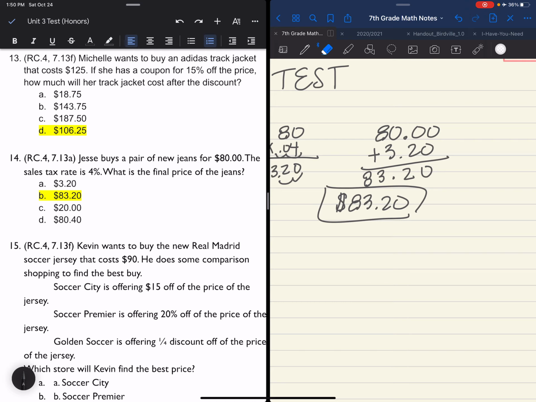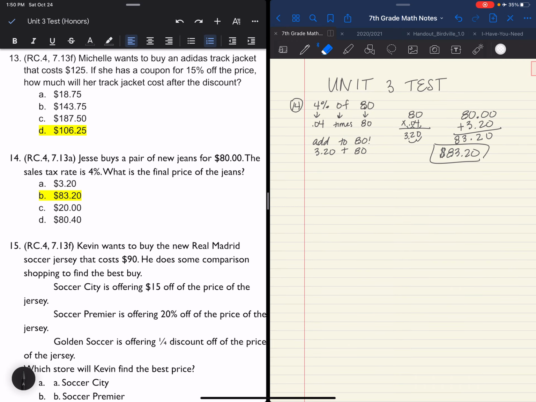It doesn't make sense. And the $80.40 also doesn't make sense because that just looks like I'm adding 0.4 plus 80. And where did 0.4 come from? 4% is not 0.4 as a decimal. 4% is 0.04. So come on, guys. Let's use our brains. We got this. So if you got this wrong, then try to pinpoint exactly where you went wrong in the problem so that way we don't make that mistake again, you guys.